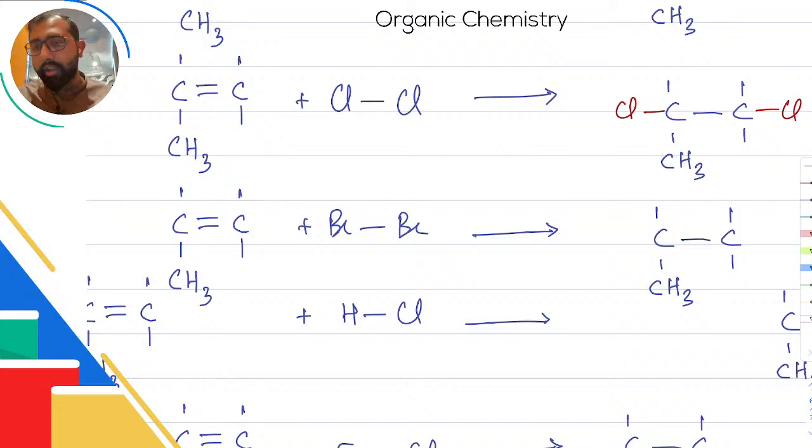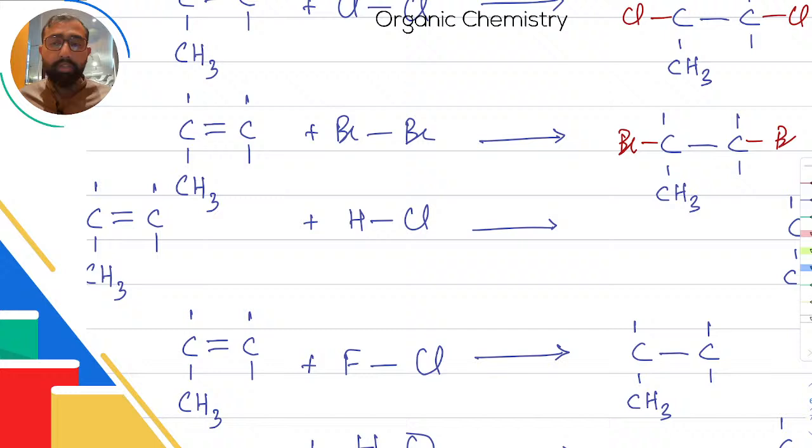This is 1,2-dichloropropane, not propane. Okay, let's look at the third one. This is, again, bromine here. Now, here's the thing. Bromine is soluble in water to some extent, and it has a very dark orange, red-brown kind of color. So, which means that before the reaction, you will see a red-brown color here or an orange color here.